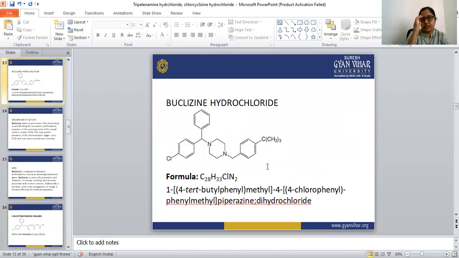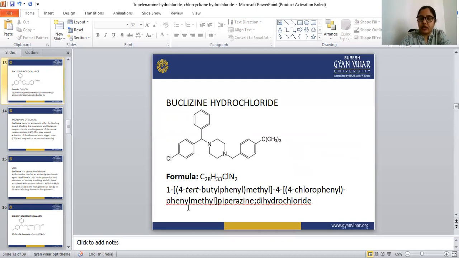Next drug is buclizine hydrochloride. The structure of buclizine hydrochloride is this, and the formula of buclizine hydrochloride is C28H33ClN2. So this structure contains 28 carbons, 33 hydrogens, 1 chlorine, and 2 nitrogens.